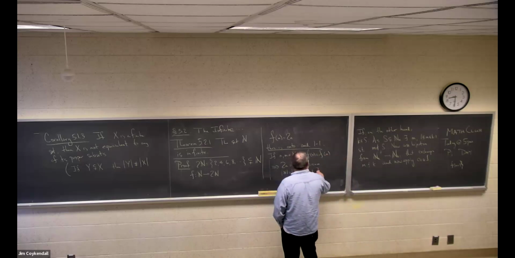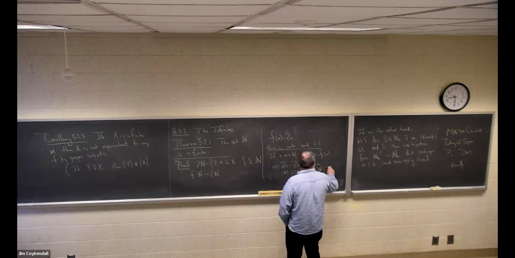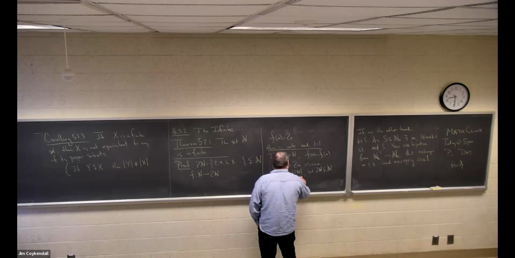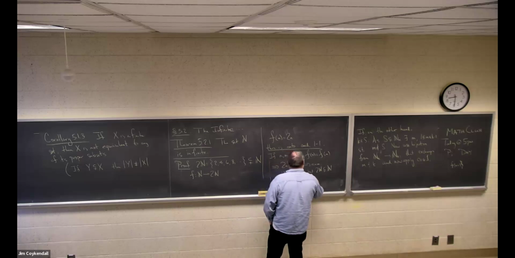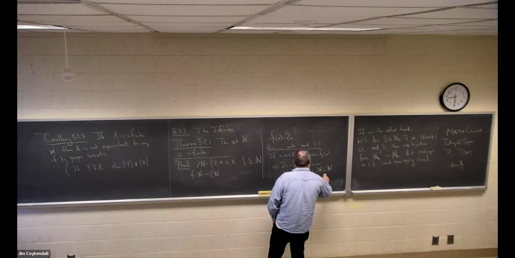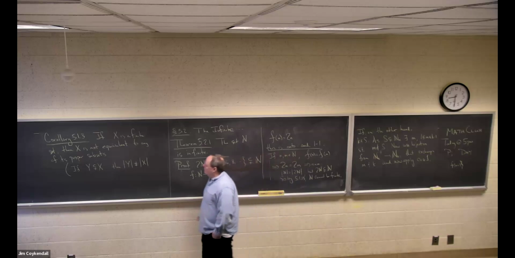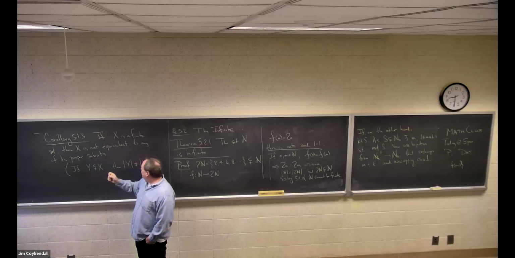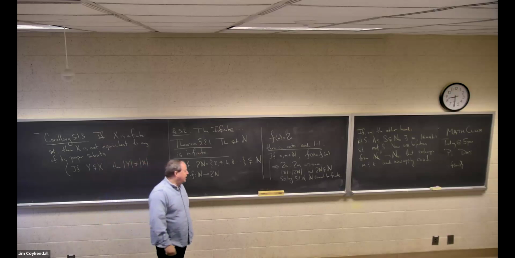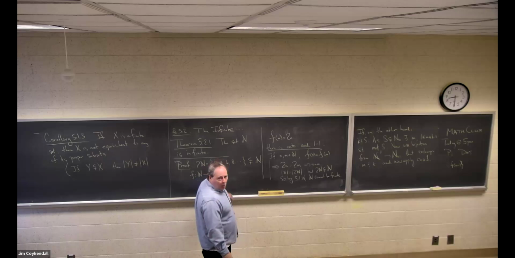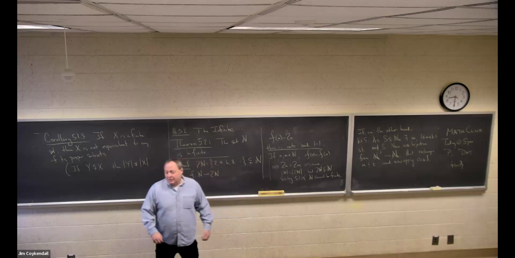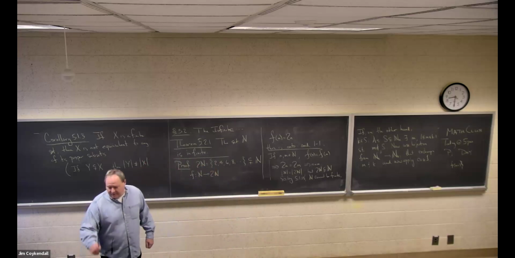But 2N is strictly contained in N. So by 5.1.13, N cannot be finite. Because here, this corollary says no finite set is equivalent to a proper subset. But here, this set is equivalent to a proper subset. It can't be finite. So that's a really kind of groovy application.